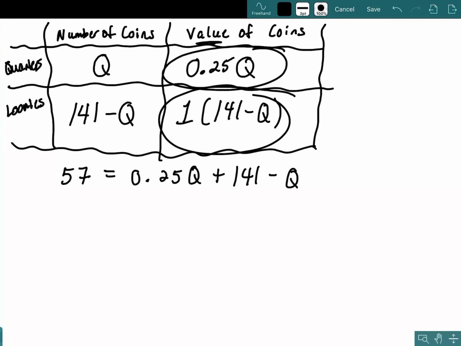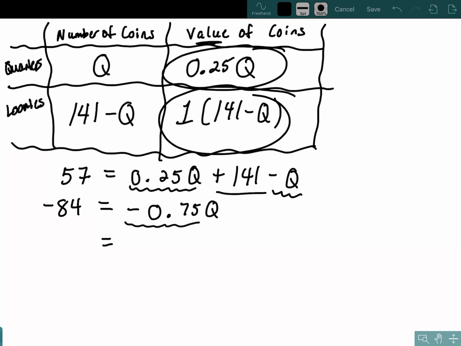All right, now we're going to gather like terms. So I'm going to subtract 141 from each side, and I get negative 84. And then I'm going to group the Q terms together. So negative 1Q plus 0.25Q is negative 0.75Q. To get Q by itself, I need to get rid of that negative 0.75. So I'm going to divide each side by negative 0.75.